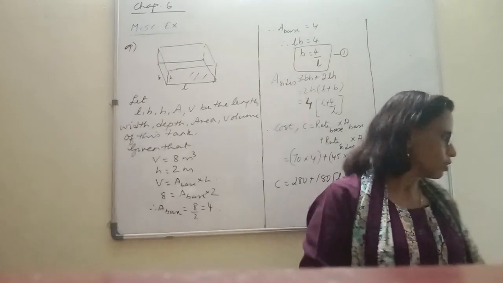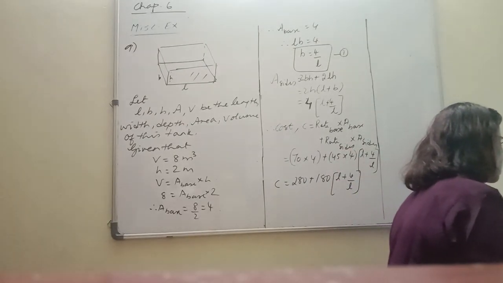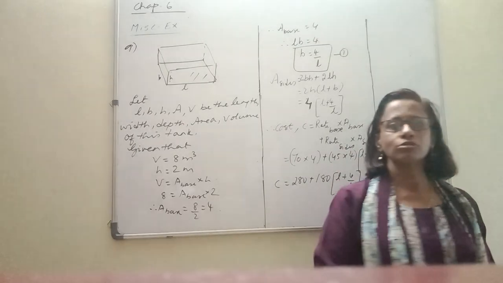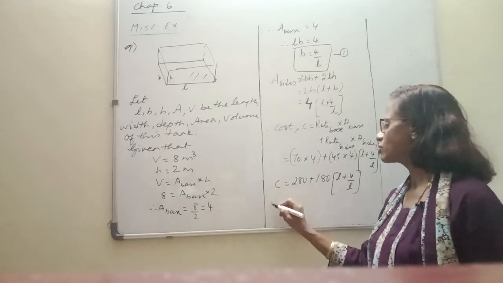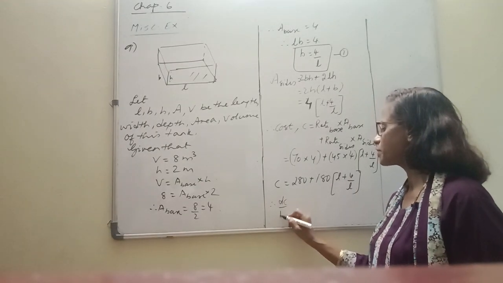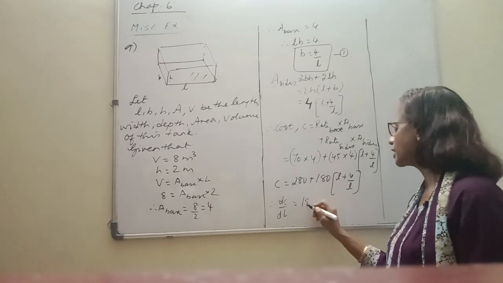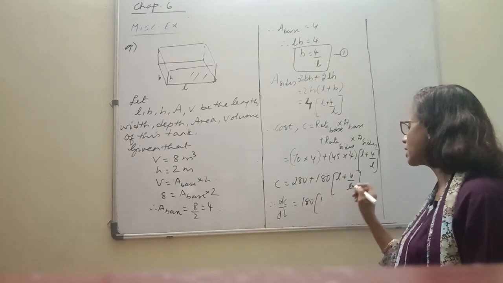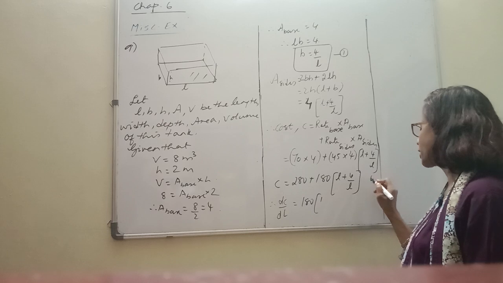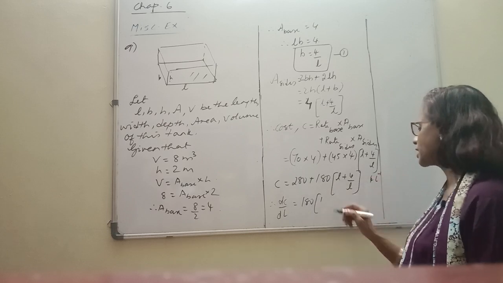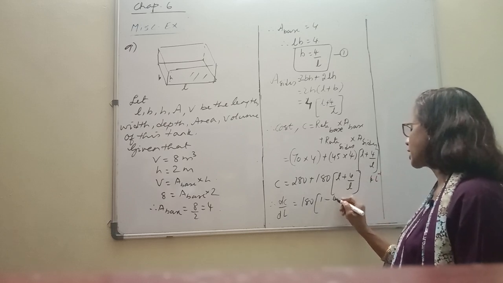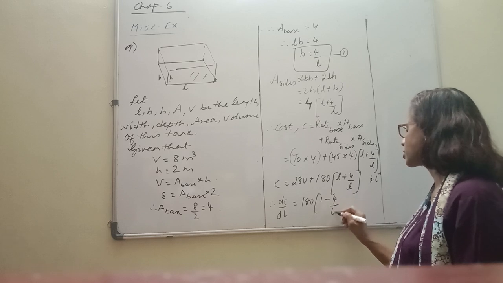Now we are ready for differentiation. Why? Because you have got the function ready and you have got it in terms of one variable also. So we are ready for the derivative. Let's take the first derivative, dC with respect to dL. 280 is a number, no derivative. 180 times, L's derivative is 1, and you could call 4 over L as 4 times L raised to minus 1. So that's going to be negative 4 over L raised to 2.